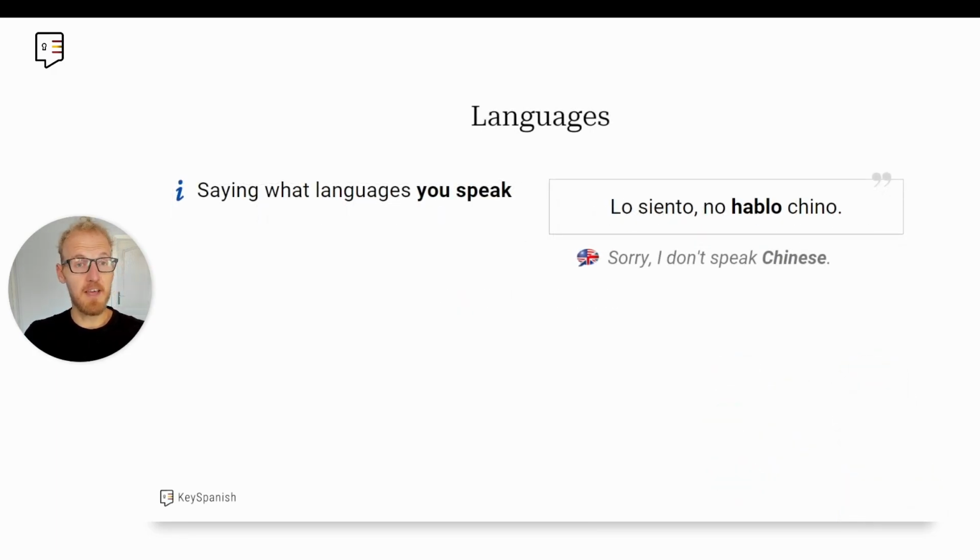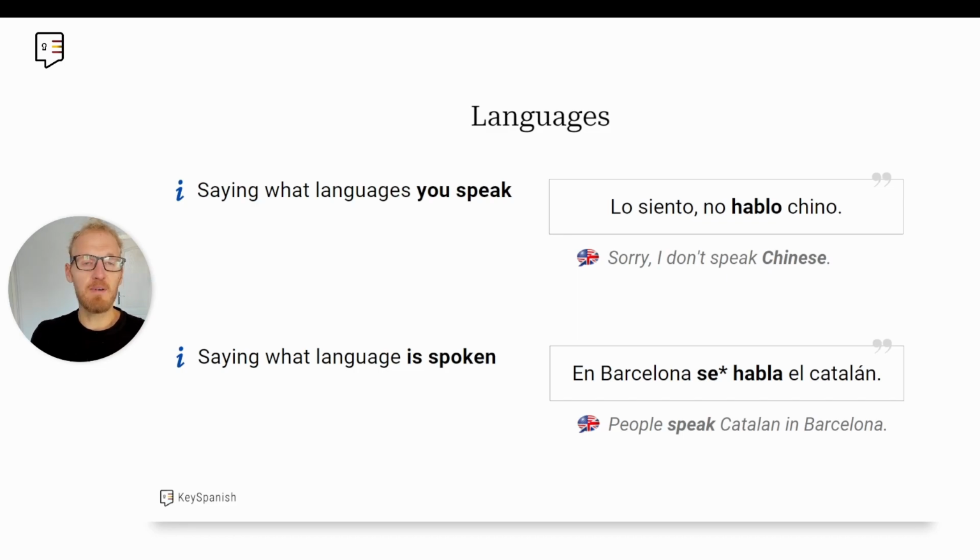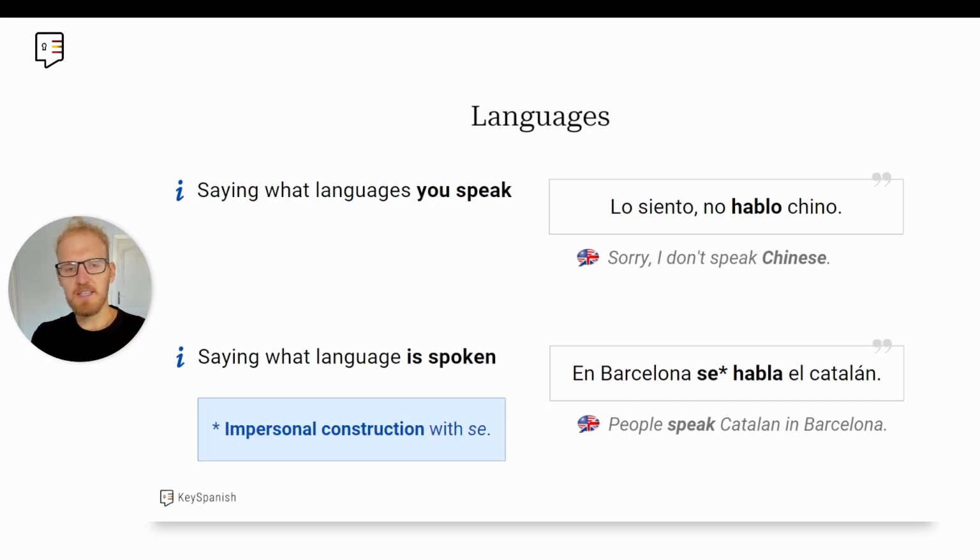Aside from making general statements, we also use hablar for languages. Either saying what languages you speak, or you don't speak, like lo siento, no hablo chino. Sorry, I don't speak Chinese. You could say yo hablo inglés, español y alemán. I speak Spanish, German, and English. And also to say what language is spoken somewhere. Like in Barcelona, se habla el catalán. People speak Catalan in Barcelona. This se, by the way, is an impersonal construction. If you want me to make a lesson about that, let me know in the comments.